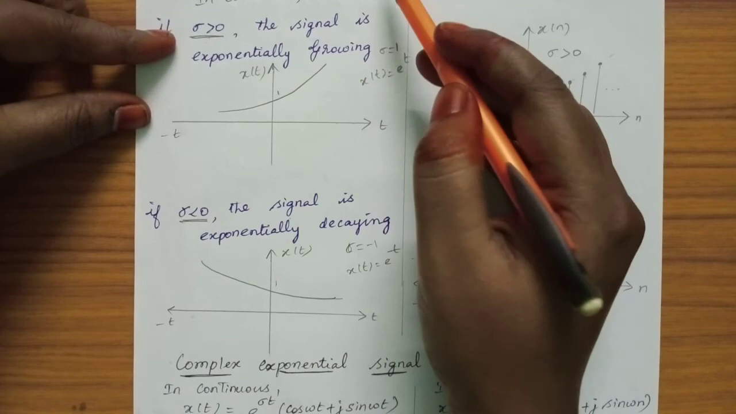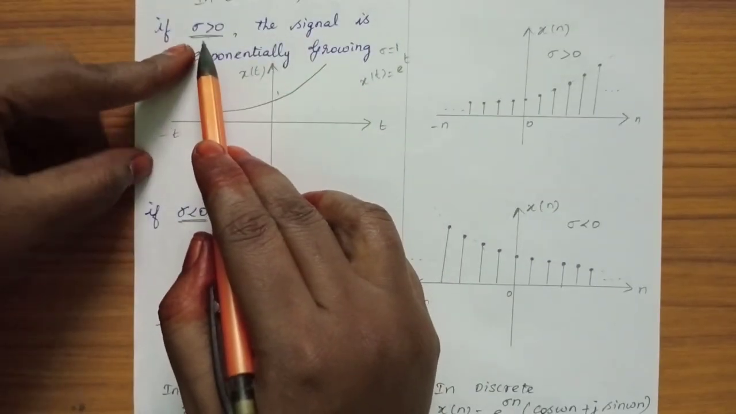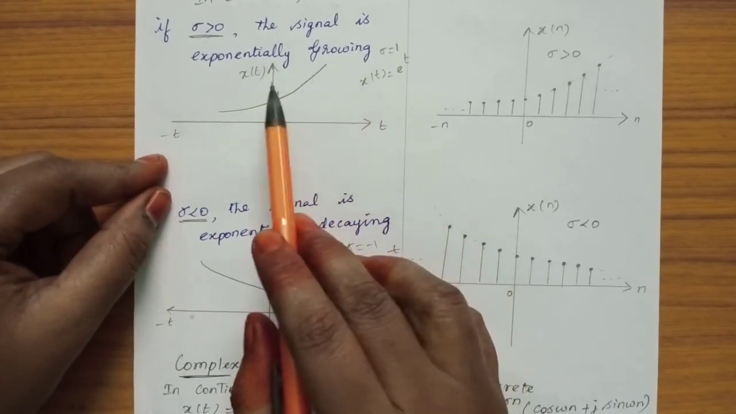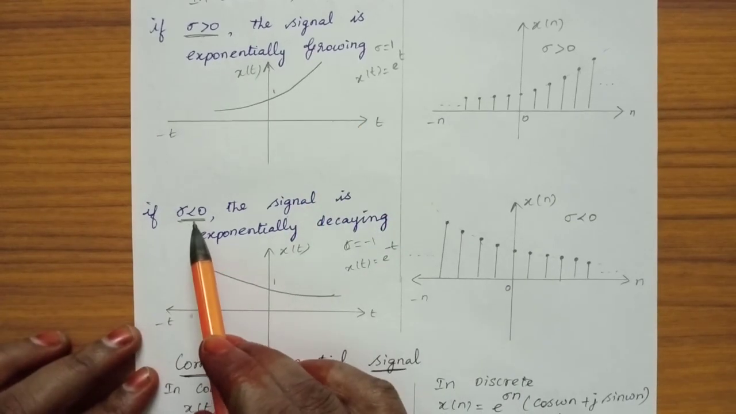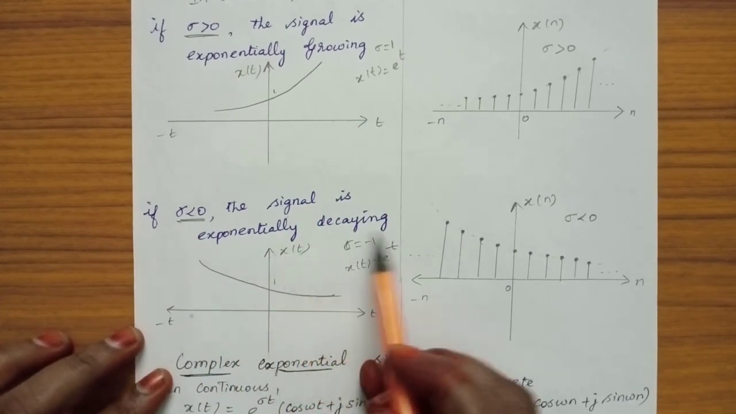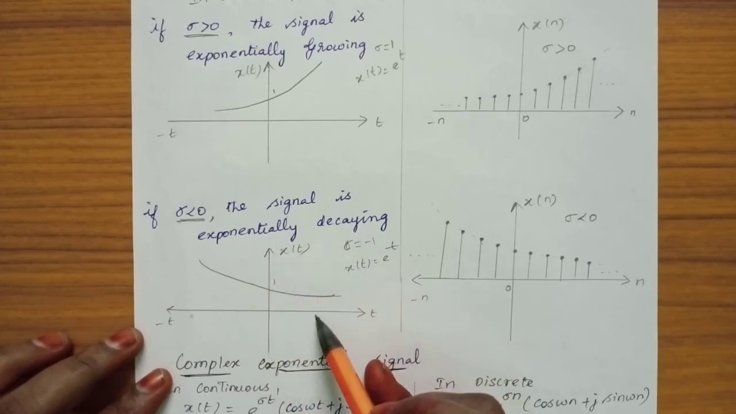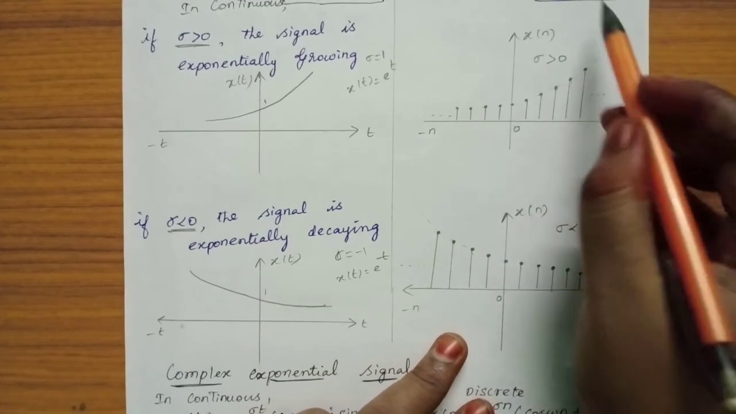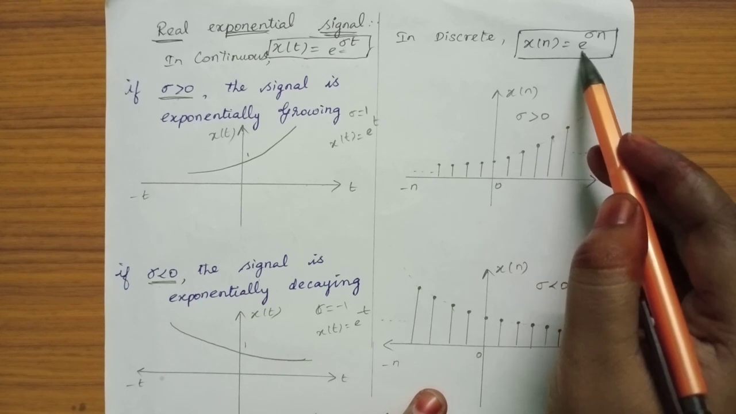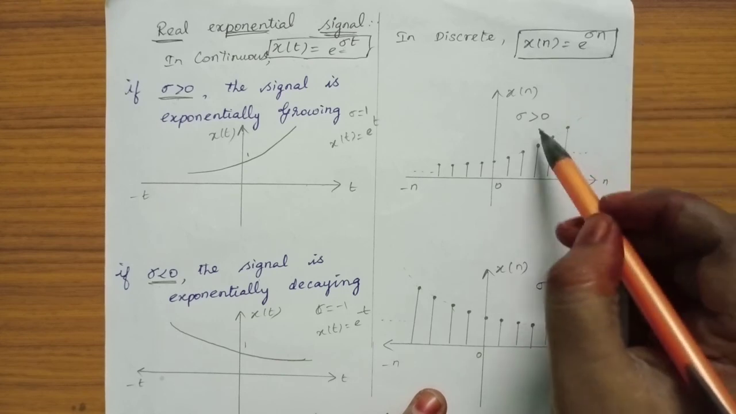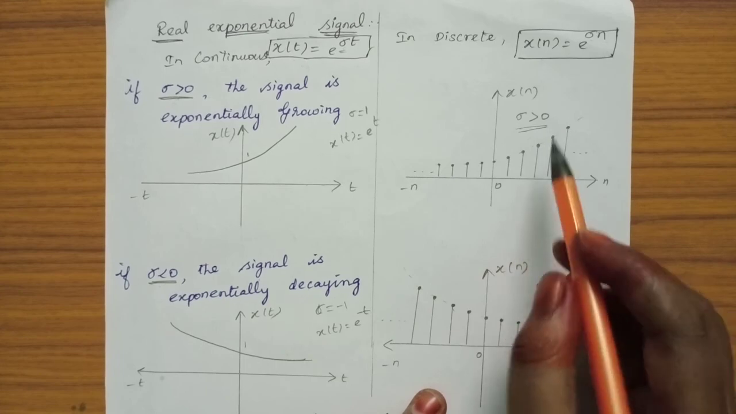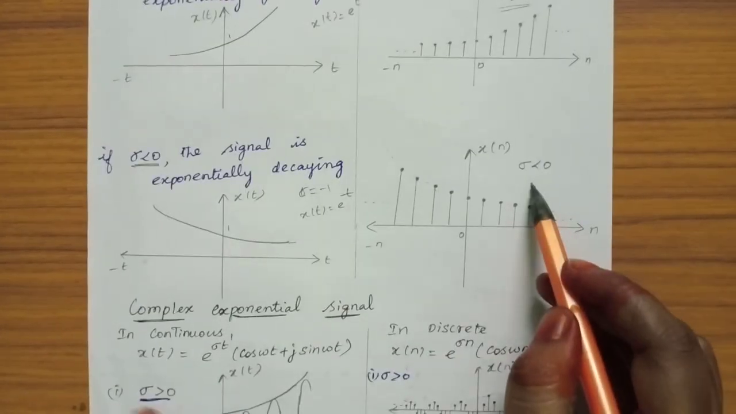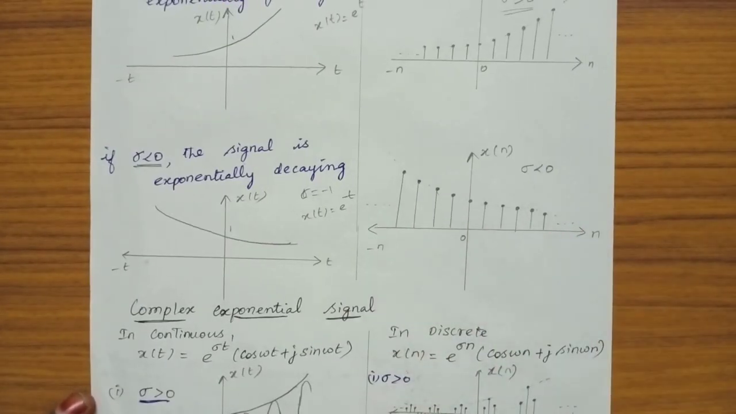So for a real exponential signal, if sigma is greater than 0, then it will be a growing exponential, that is, x of t will be exponentially growing. If sigma is less than 0, then it will be an exponentially decaying signal. The same signal I am expressing in terms of samples, that is, x of n equal to e power sigma n. This is a growing exponential for sigma greater than 0. When sigma is less than 0, it is a decaying exponential.